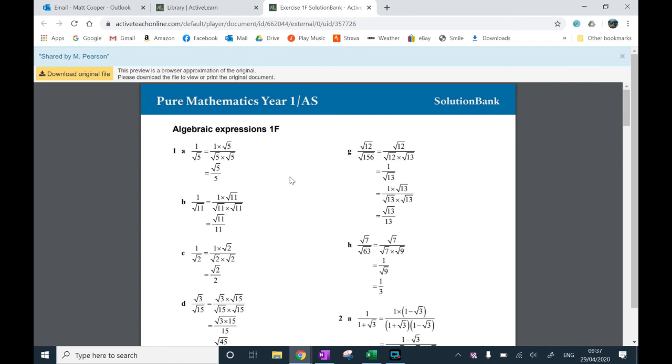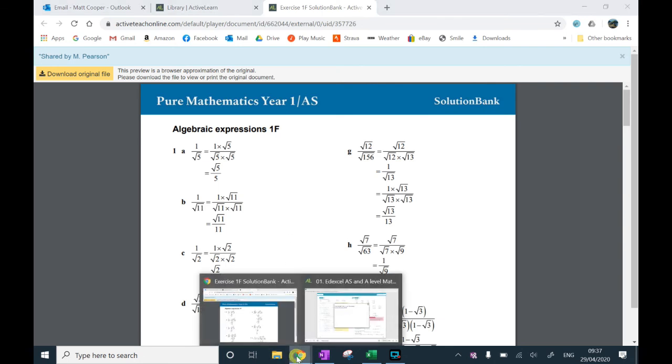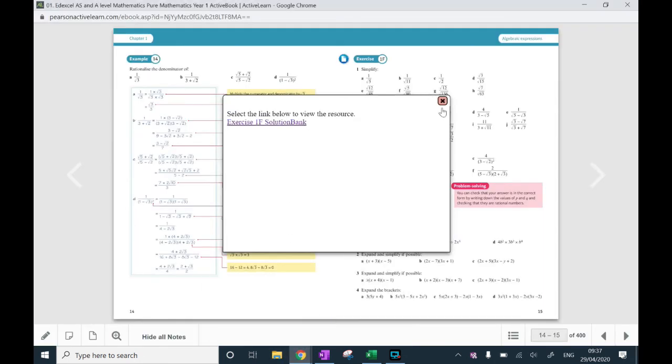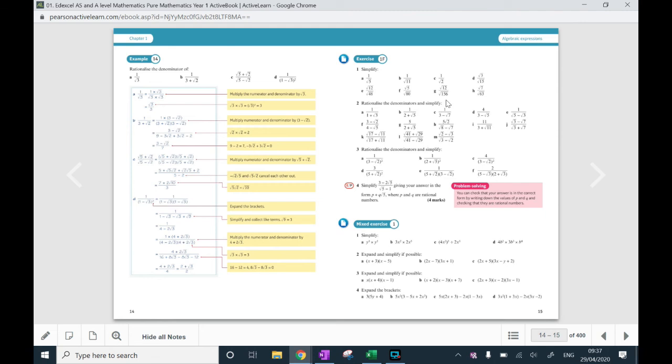That doesn't mean I don't want to hear about the problems you're having. I'm very happy to help you as well. But can I encourage you to spend a bit of time working through that exercise 1F on page 15, and we'll have a chat about question 4 on Monday.